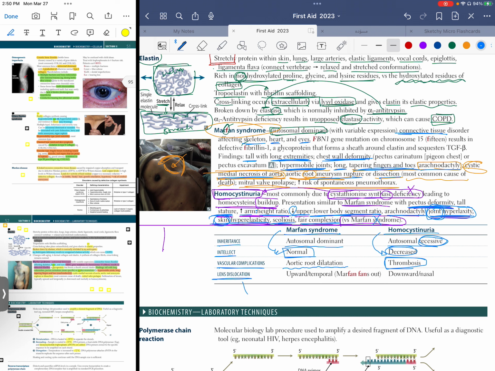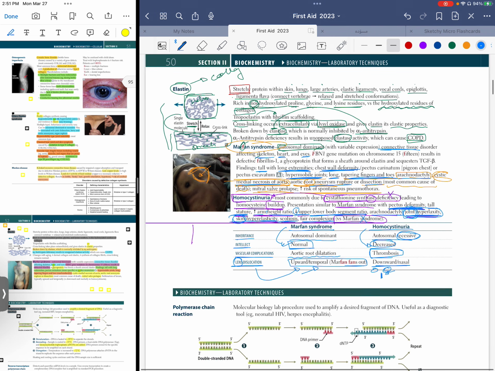Lens dislocation: it's upward or temporal in Marfan, or downward and nasal in homocystinuria. So that's the lens dislocation. That's how they look. It's upward or temporal more in Marfan syndrome, while they are drawn downward or to the nasal septum. So the nose, that's the eye. Yeah. So the nasal side in homocystinuria.